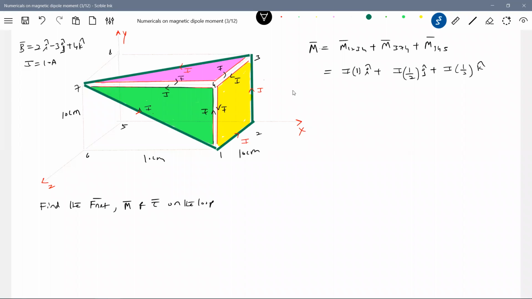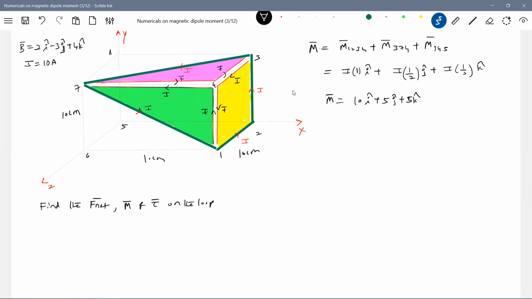We know current I is equal to 10 ampere. So this is 10 I cap plus 5 J cap plus 5 K cap. This is M bar. Once you know M bar, all the other things you can find.